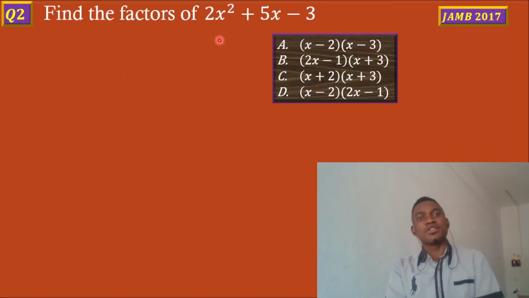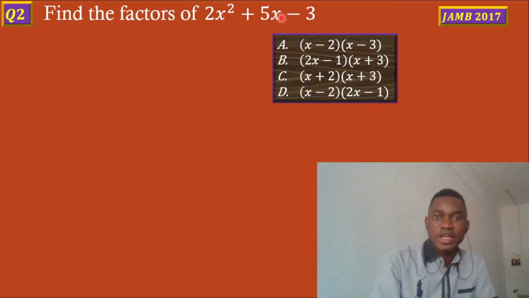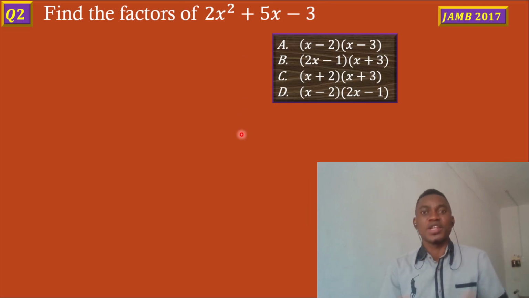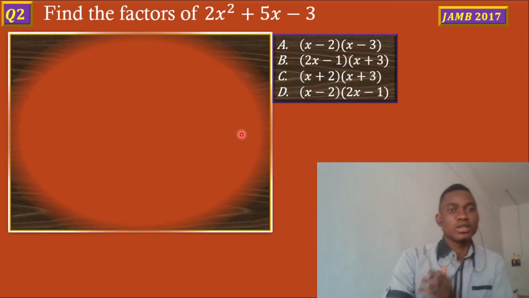Okay, let's look at the second question. We are asked to find the factors of 2x squared plus 5x minus 3. Here, we are only factorizing. We are not solving completely. Okay, so let's look at the solution.